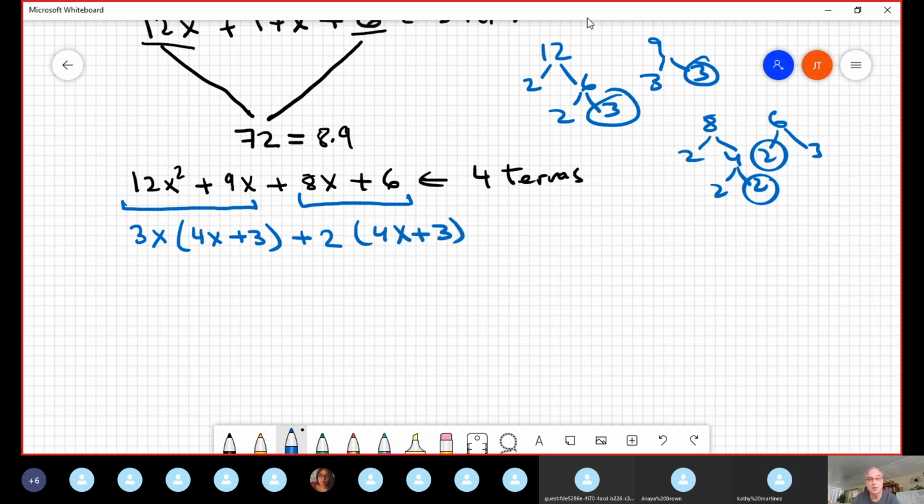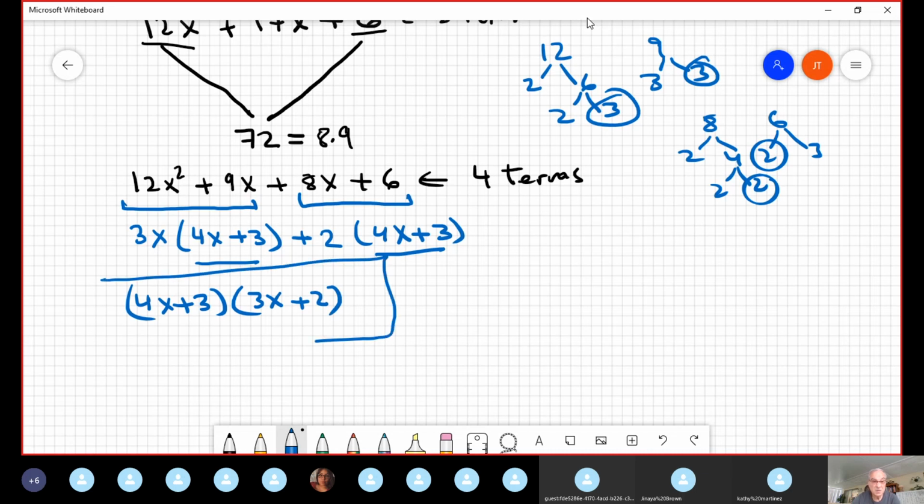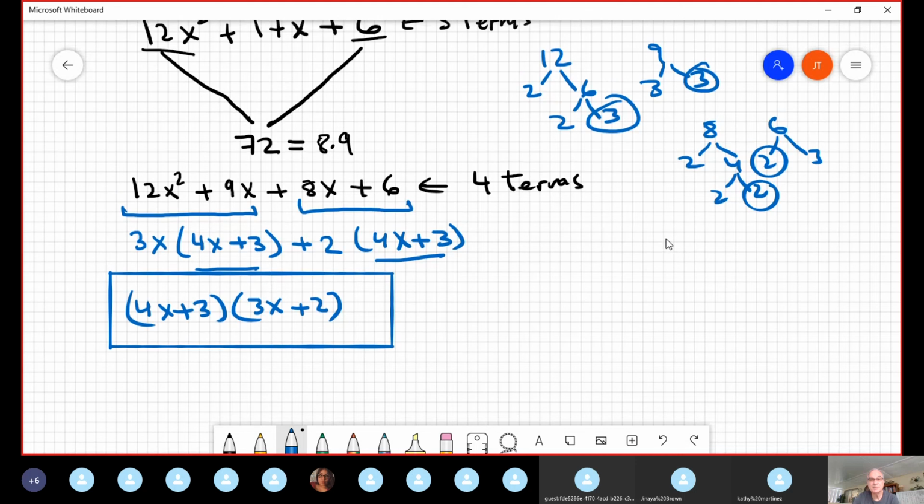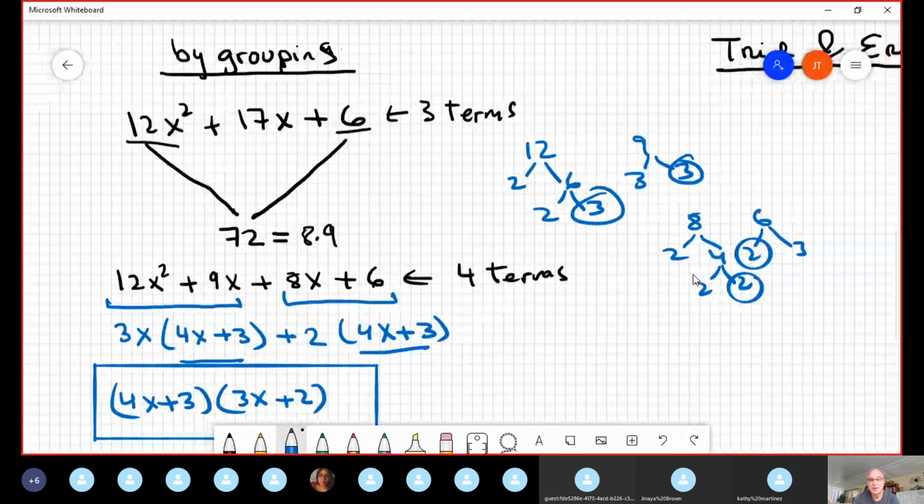Wow. So this is typical grouping in which I am so happy because we get exactly the same, and you factor out 4x plus 3. And in the last parenthesis we have 3x plus 2. And this is the final answer. Complicated? Very complicated, especially.